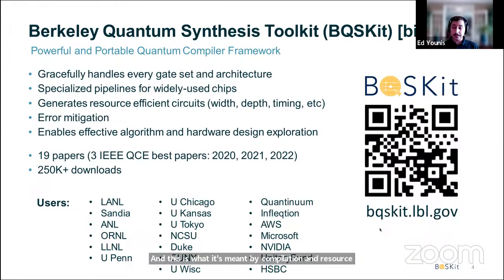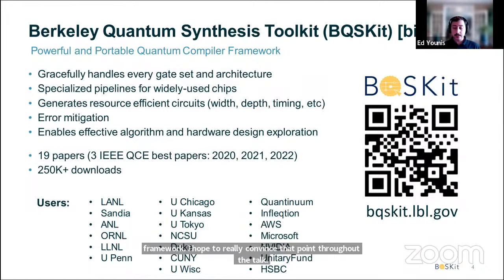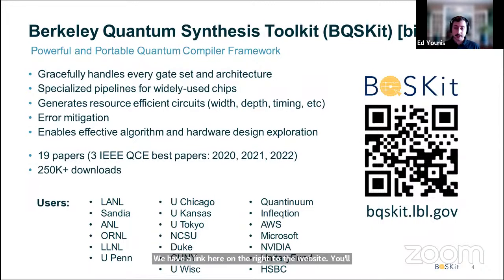Obviously, we have a tool that helps solve these problems. Otherwise, I wouldn't be here talking. This is the BQSKit tool, the Berkeley Quantum Synthesis Toolkit. It's a very powerful and portable quantum compiler framework. I hope to really convince you of that point throughout the talk. We have a link here on the right to the website. You'll see this link come up a couple of times throughout the talk. This is a launching pad for everything. We have documentation there. We have our GitHub. All of the source code is publicly available.